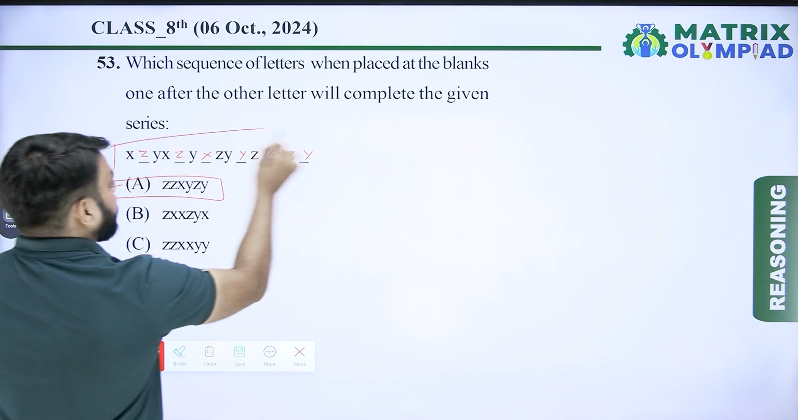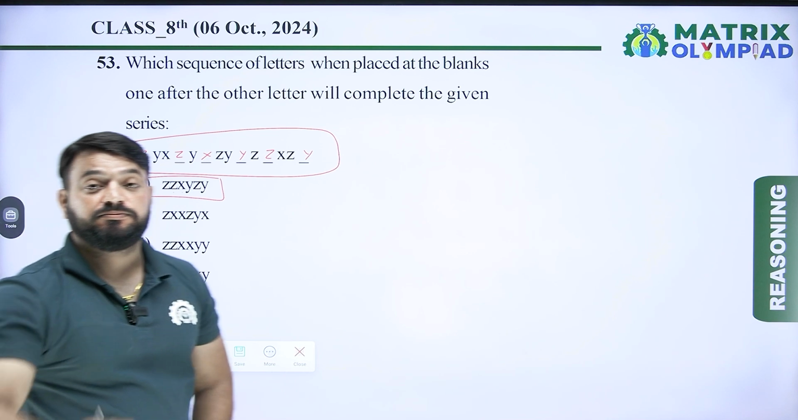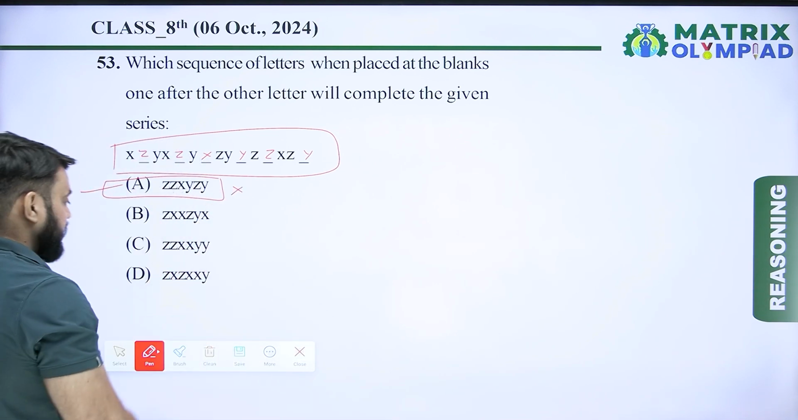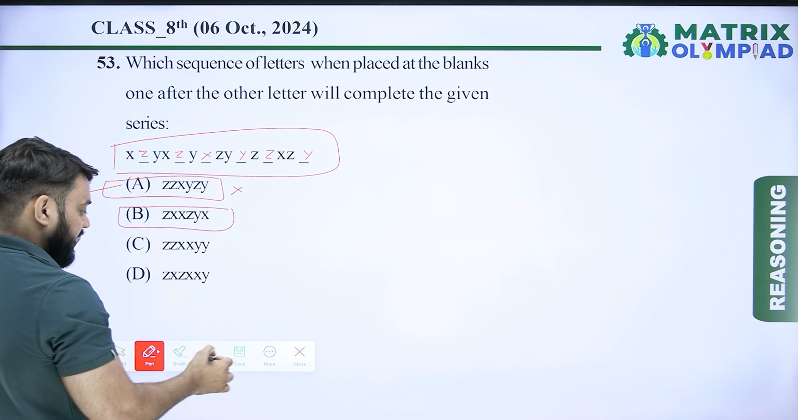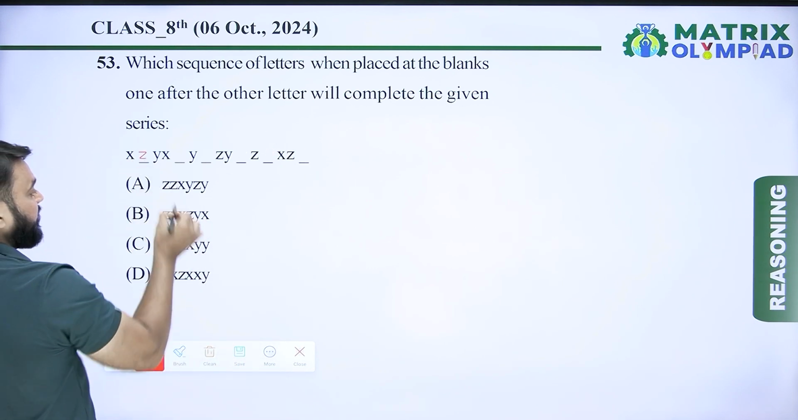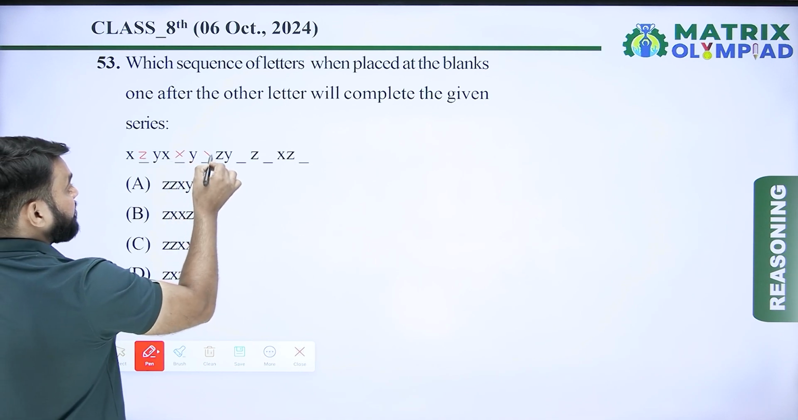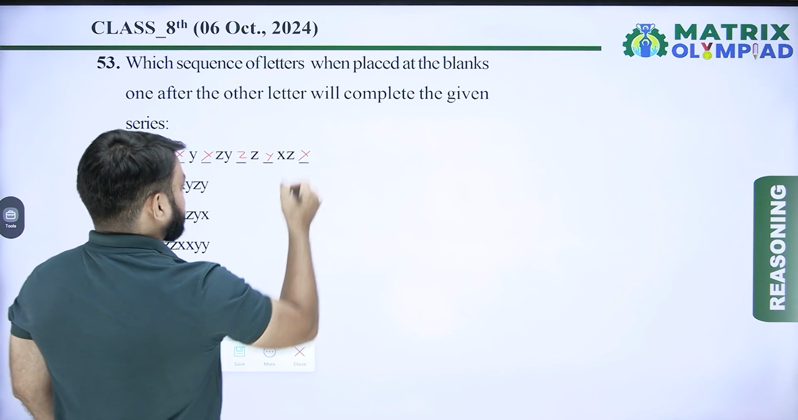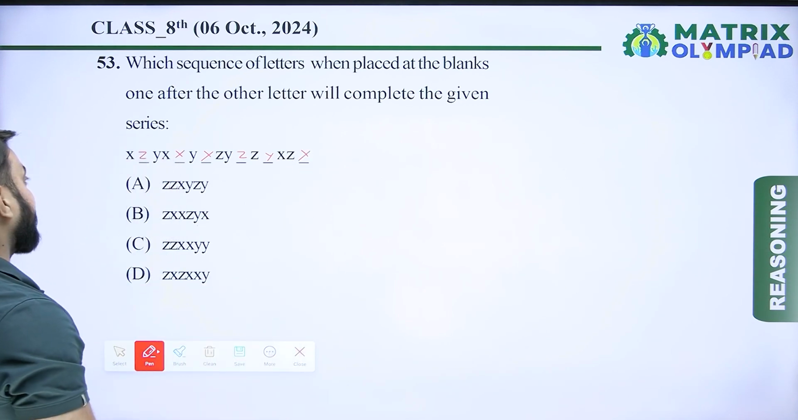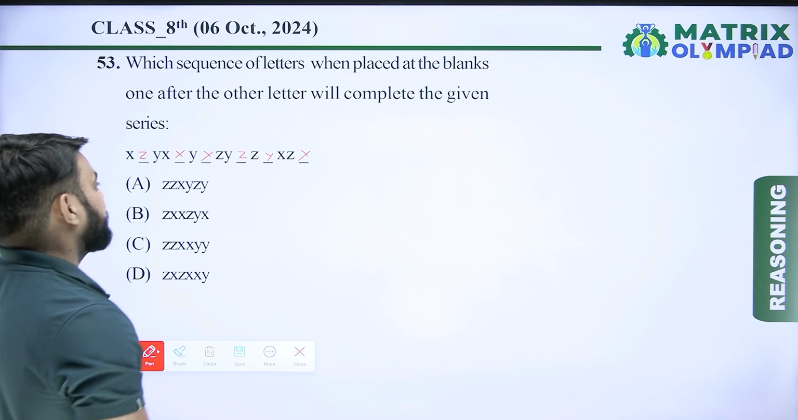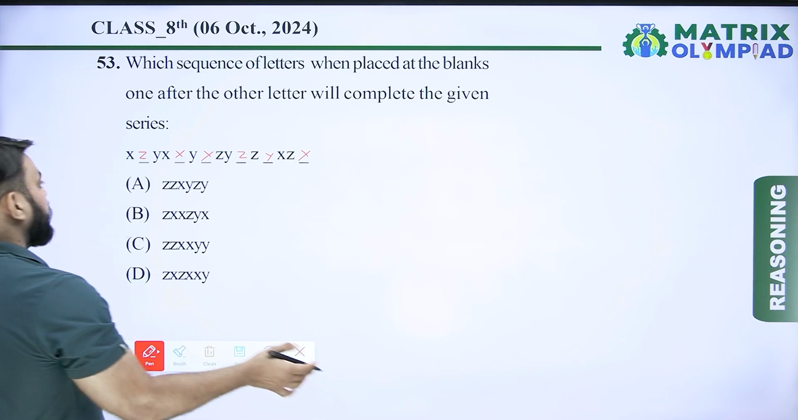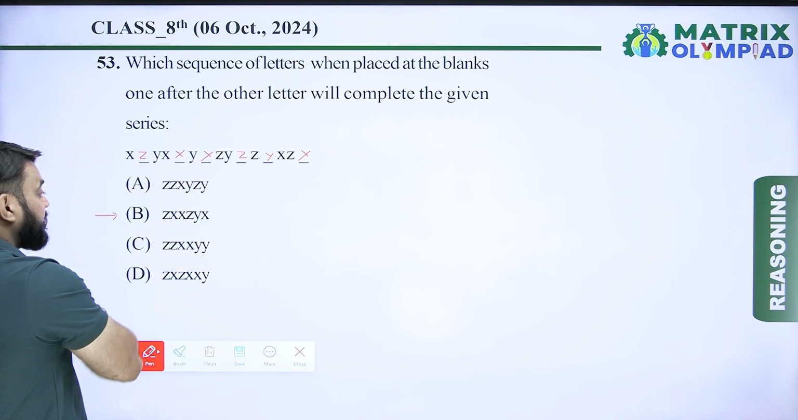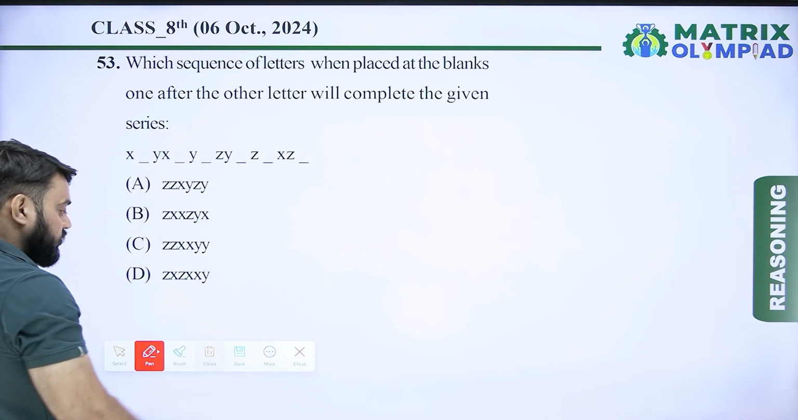So no defined pattern is found from option A. So option A is the incorrect option. Now taking option B. According to option B, the first blank is Z, the second blank is X, the third blank is also X, the fourth blank is Z, the fifth blank is Y, and the sixth blank is X. So X, Z, Y, X, X, Y, X, Z, Y, Z, Z, Y, X, Z, X. So no defined pattern is found from option B. So option B is also an incorrect option.